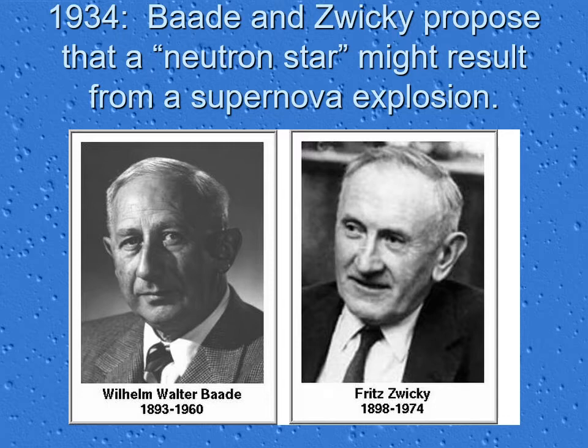And so based on that, just a very few years after Chadwick proposes that neutrons exist, Baade and Zwicky suggest that if the core of a really massive star reaches a certain point, it could squeeze everything down, squeezing electrons into protons and making neutrons. And so they introduced the idea of a neutron star.